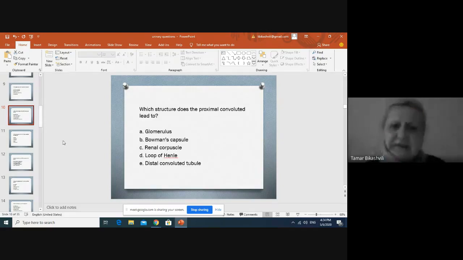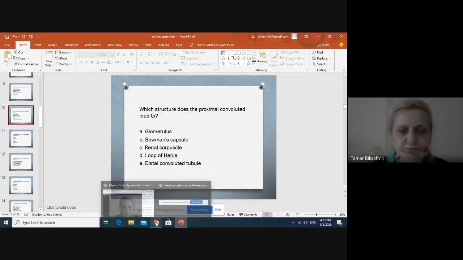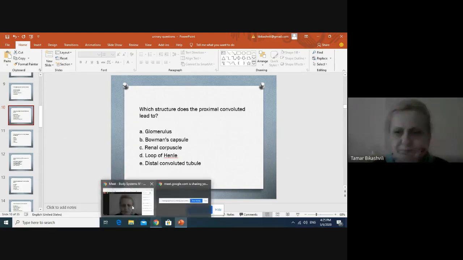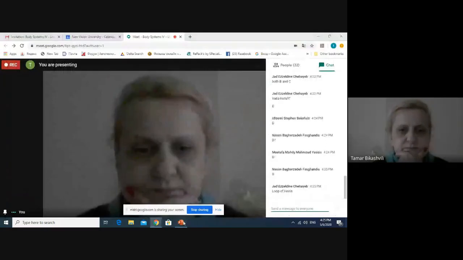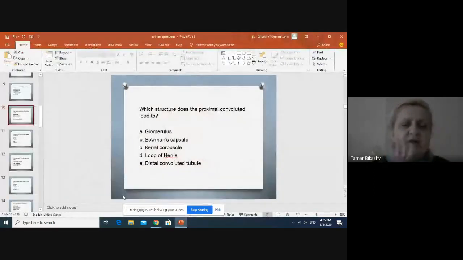Which structure does the proximal convoluted tubule lead to? D. Loop of Henle. Yes, it's correct.